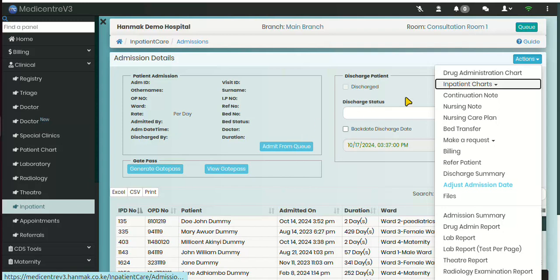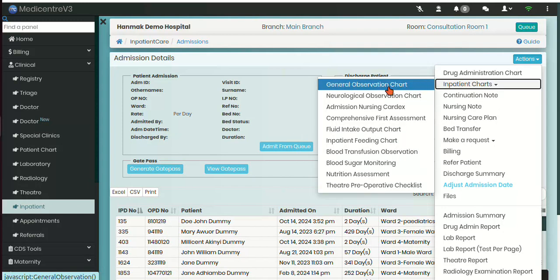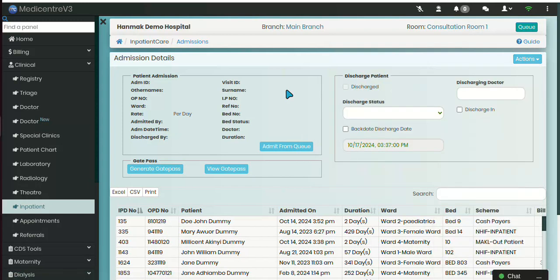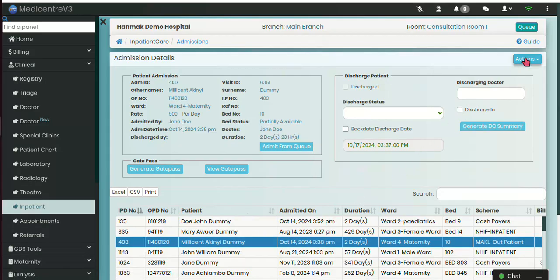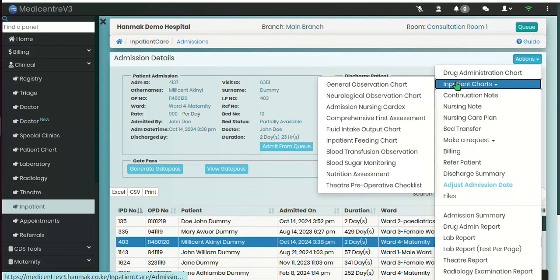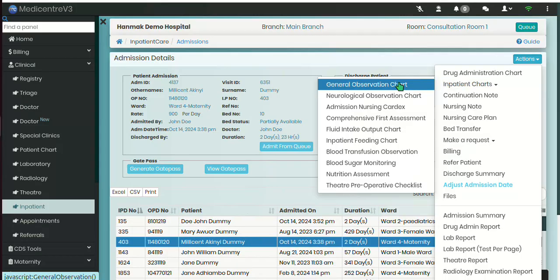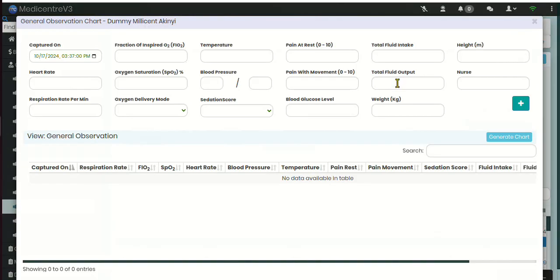The general observation chart is used to systematically record the patient's vital signs. To chart vitals on the general observation chart, follow these steps. Select the patient in admission. Click on Actions and select Inpatient Charts. On the menu, select General Observation Chart as shown.